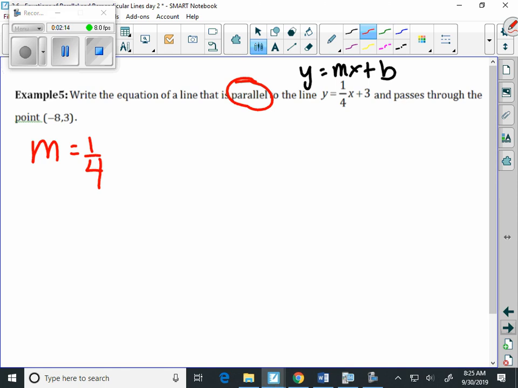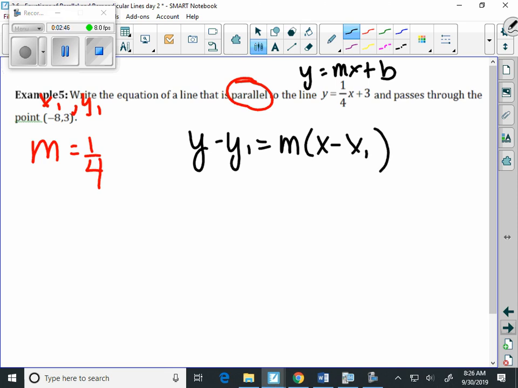The other piece of information that we have is it says write the equation of the line that is parallel to the line y equals 1/4 x plus 3 and passes through the point -8,3. -8,3 is x1 and y1. So when we fill this in, we're going to go back into the point slope form, which is y minus y1 equals m times x minus x1. Again, I write that down every single time so that you don't have to sit somewhere and memorize something. The more you write it down, I hope the more that you can remember it.